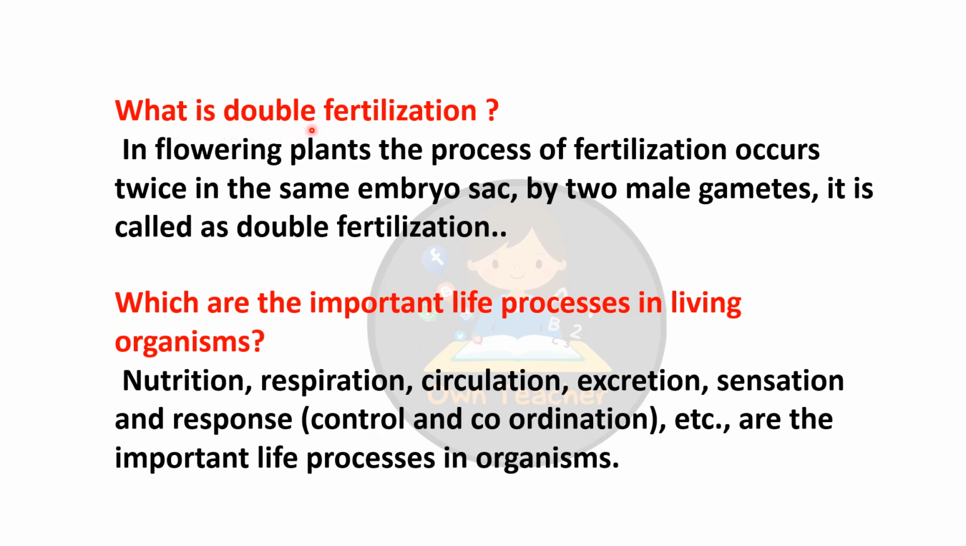What is double fertilization? In flowering plants, the process of fertilization occurs twice in the same embryo sac by two male gametes. It is called double fertilization. Which are the important life processes in living organisms? Nutrition, respiration, circulation, excretion, sensation and response, control and coordination, etc. are the important life processes in organisms.